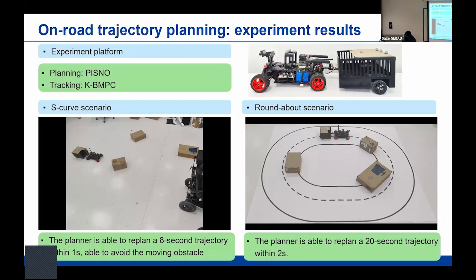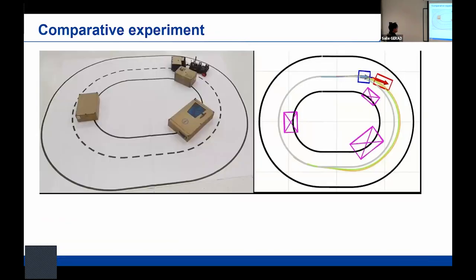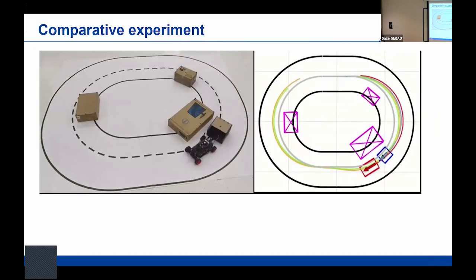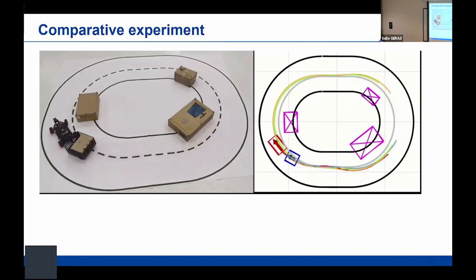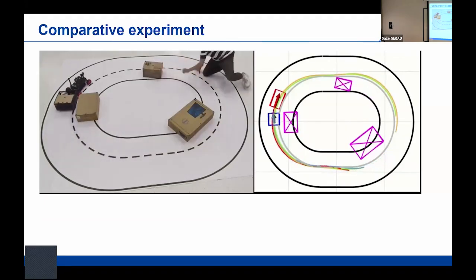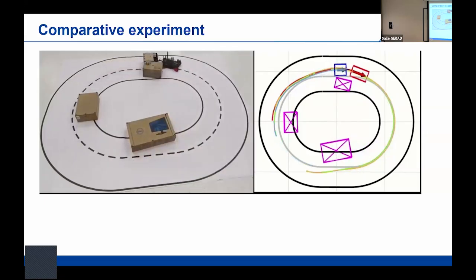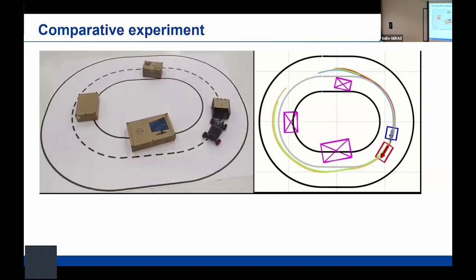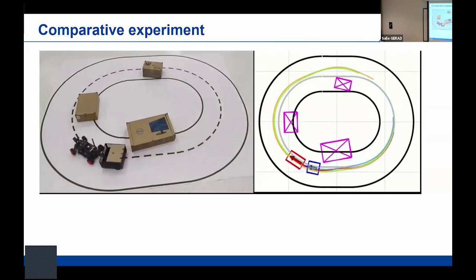Let's skip that because I have the comparative experiment result. You can see how the trajectory is planned. Here it is supposed not to hit anything. My student will try to move that thing, because it plans really fast. And when you move this, it is still able to replan and stay on track.